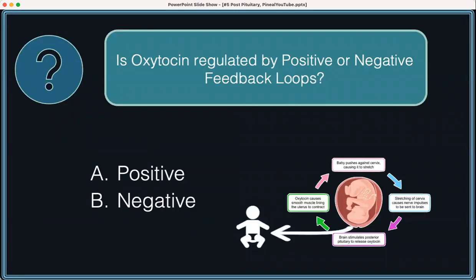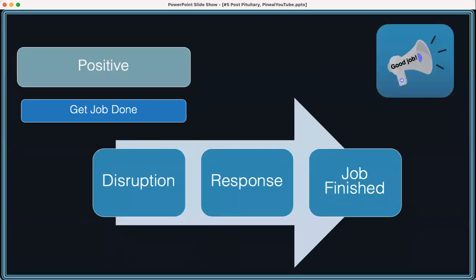So is oxytocin regulated by positive or negative feedback loops? The answer is... actually, that is wrong. Oxytocin is regulated by positive feedback loops. Okay, so it's a positive feedback loop, gets the job done: disruption, response, the job is finished.